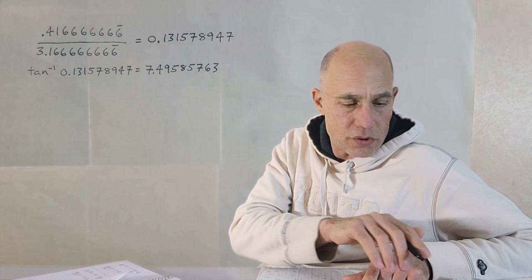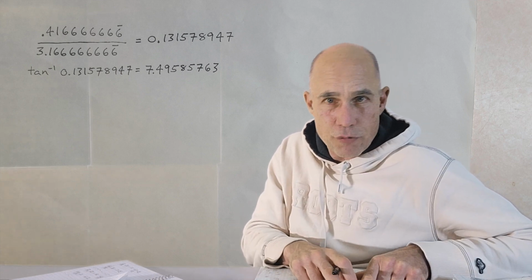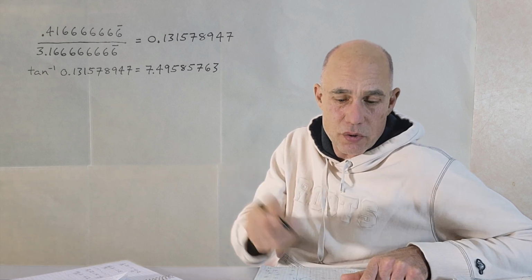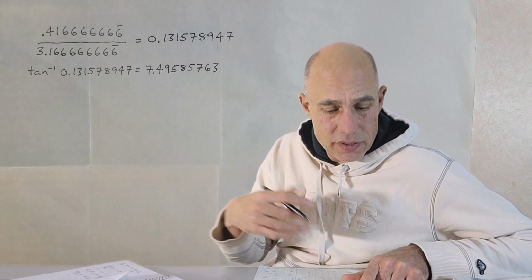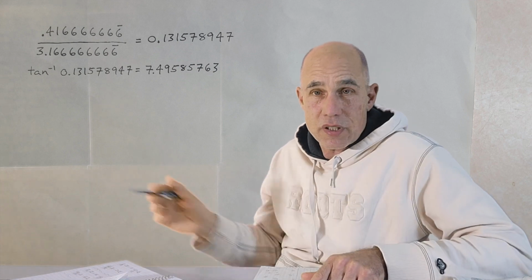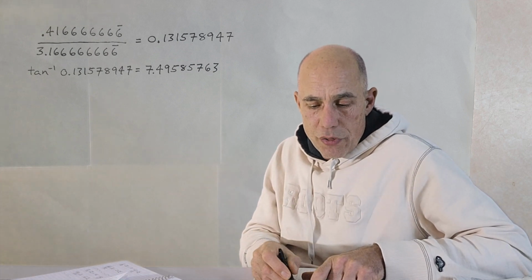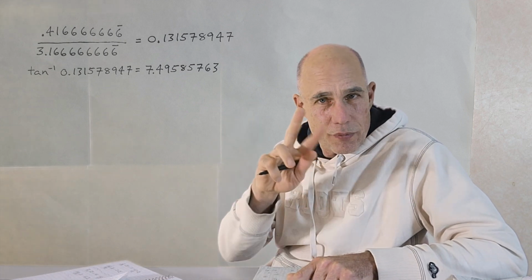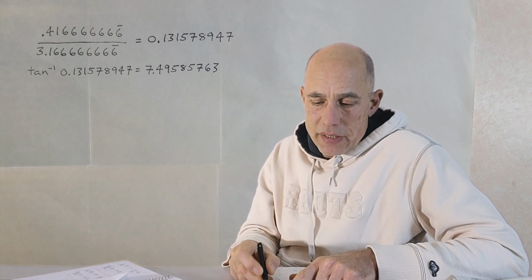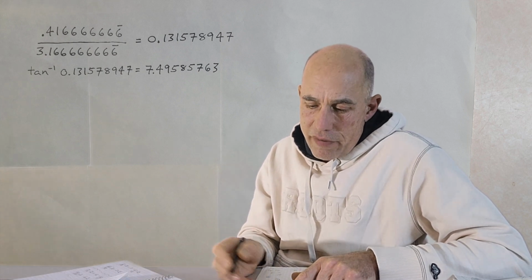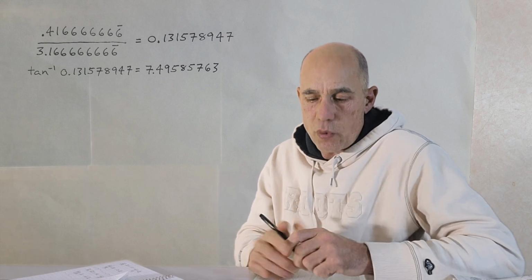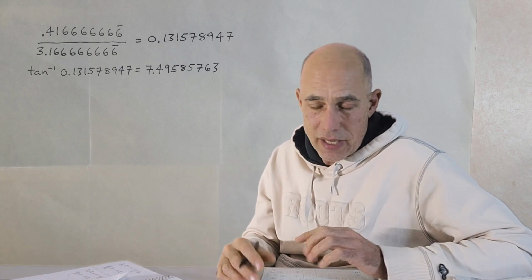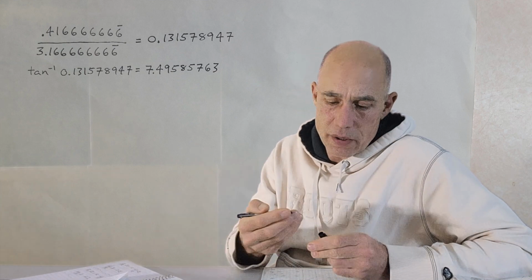Then we do that equation again, but now I go as many decimal places as I can in my calculator. I got about 9 decimals, so 0.41666 nine times, all the way to max out my display screen, divided by 3.166 with as many decimal places, and I get a number that's very similar but not quite the same, 0.131578947. When I do inverse tan, I get 7.495857619. So we get closer to 7.5, but we don't quite get there.